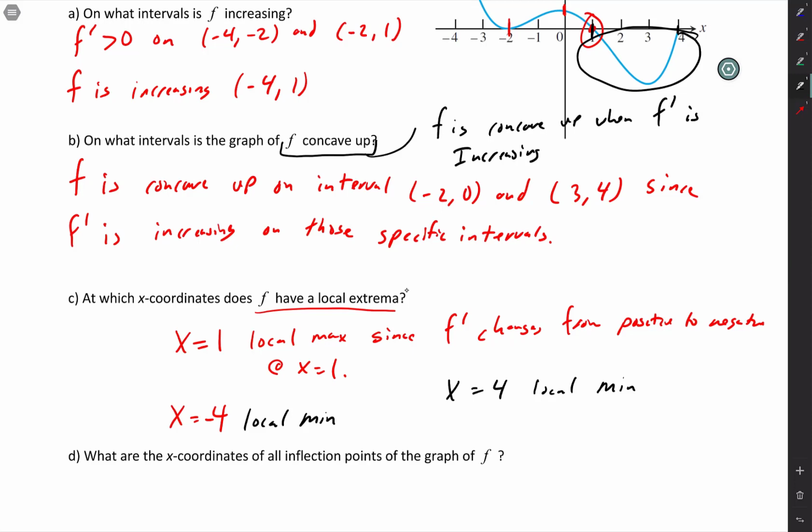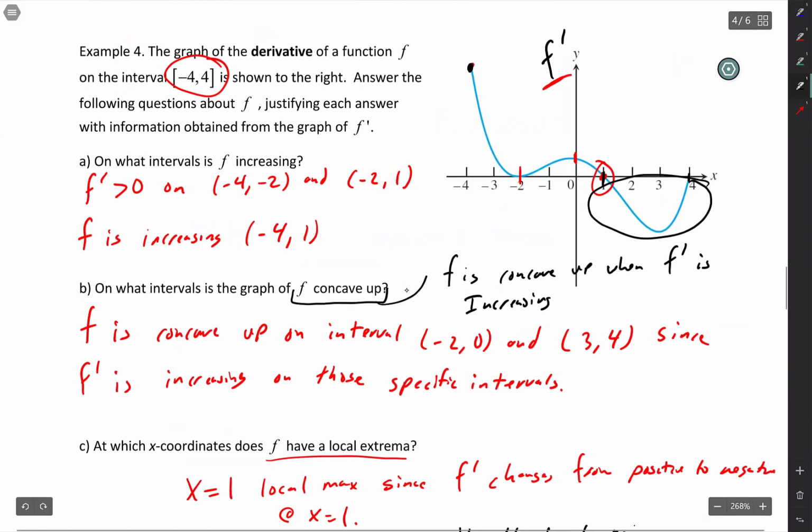Negative 4 is an endpoint. Yeah, that's where I stop. That's where F stops. So the graph of F between 1 and 4 is decreasing. So imagine a curve. Negative 4? Okay, so -4 is an endpoint, and immediately to the right of -4, F goes up, because F prime is positive. Does that make sense?